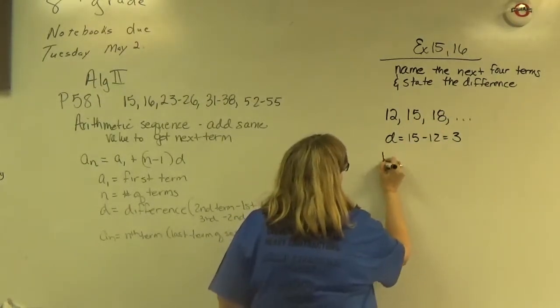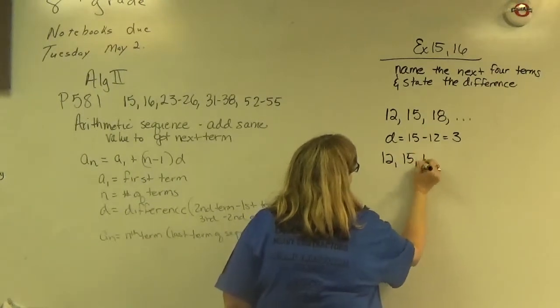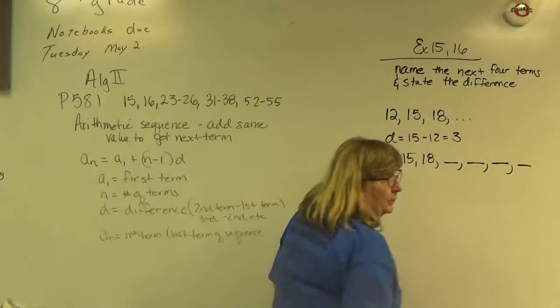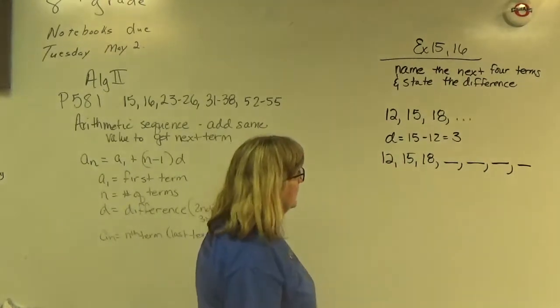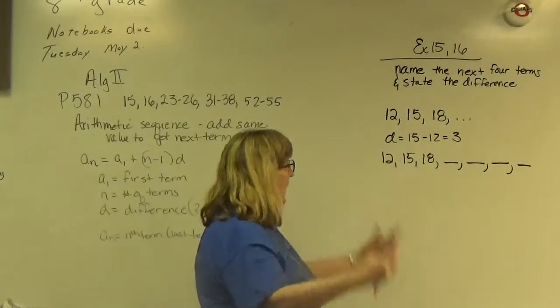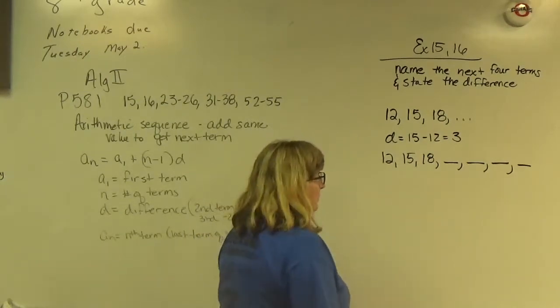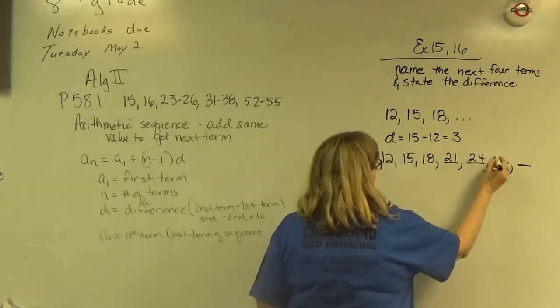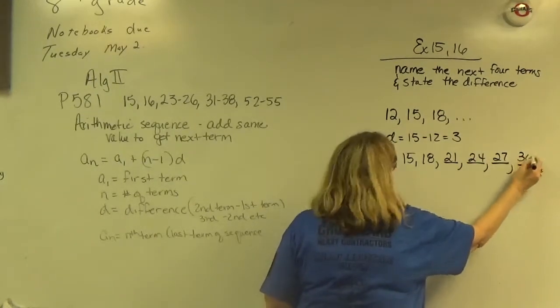Now, if I have 12, 15, and 18, what would I do? And I always like to use blanks, that way I know I've got my answers. I want to name the next 4 terms. What would I have to do to find the next 4 terms? Add 3 to 18. Add 3, right? So 18 plus 3 is? 21, 24, 27, 30. That's it.